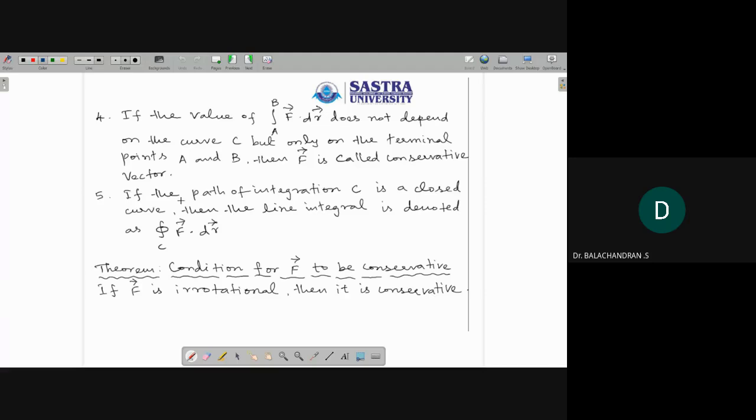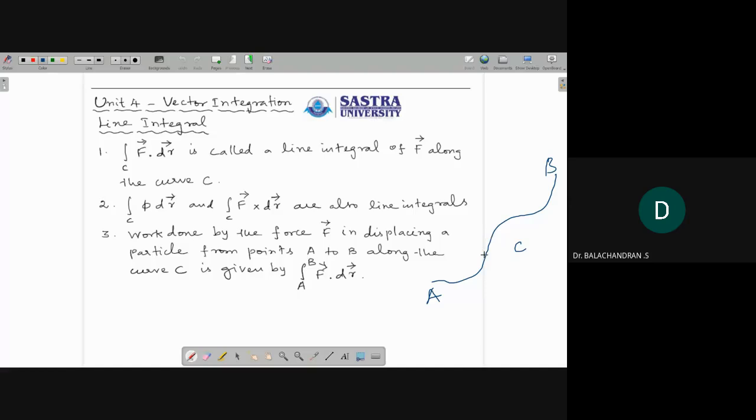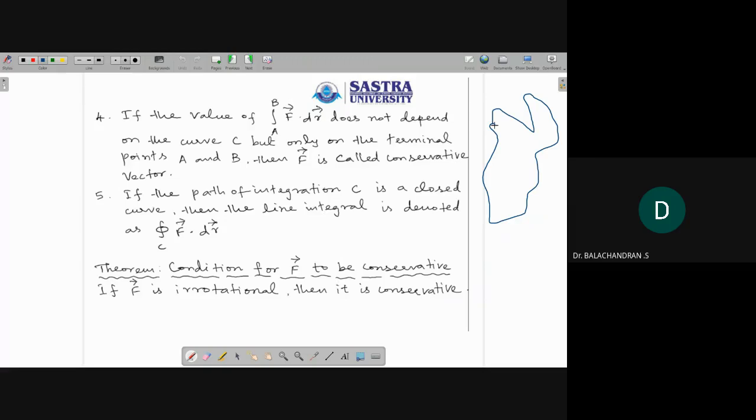And the last one is notation. If the path of integration C is a closed curve, so this is not a closed curve. Okay, suppose this is a closed curve, then the line integral is denoted by the integral over closed C, with a circle on the integral sign, of F vector dot dr vector.